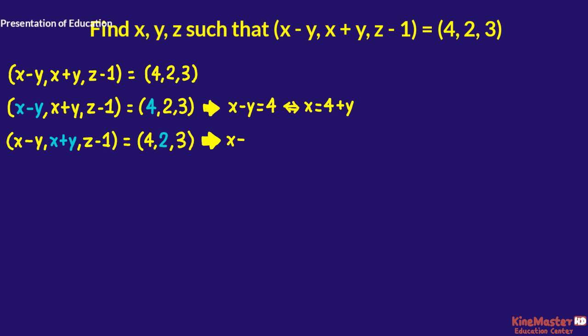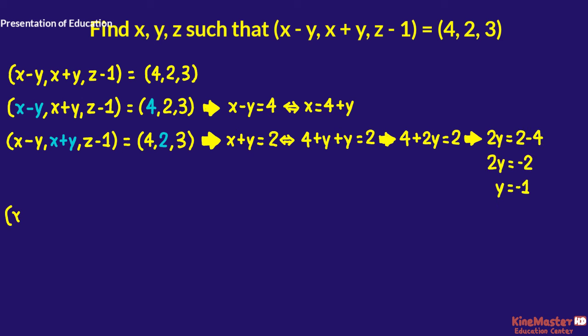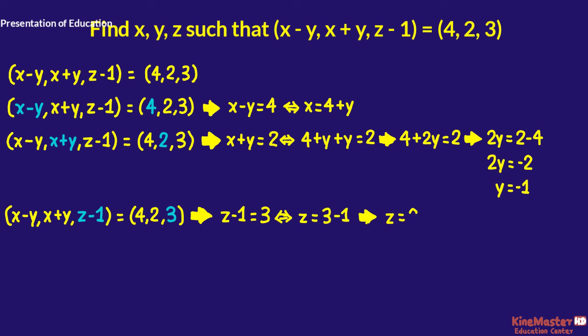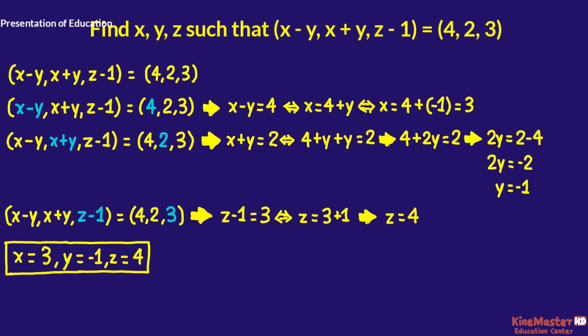The first coordinate is x minus y, and 4. x minus y equals 4, so x equals 4 plus y. The second coordinate, x plus y, equals 2. Then 4 plus y plus y equals 2, so 4 plus 2y equals 2. 2y equals 2 minus 4. 2y equals minus 2. Divide both sides by 2: y equals minus 1.